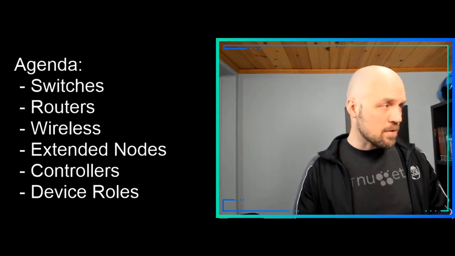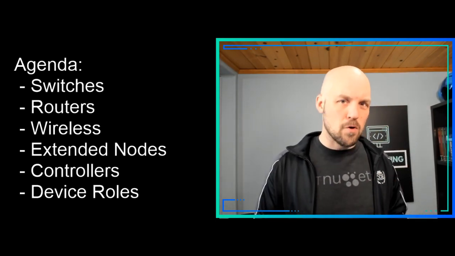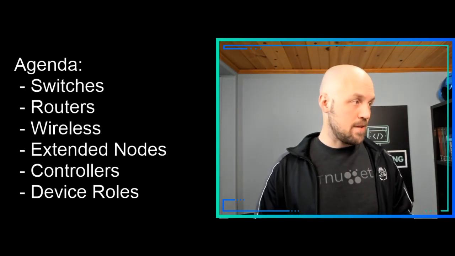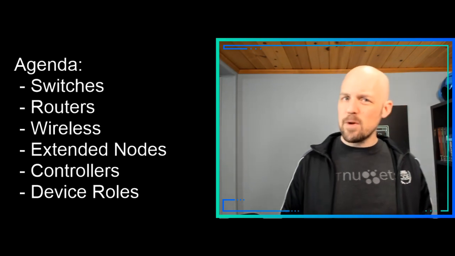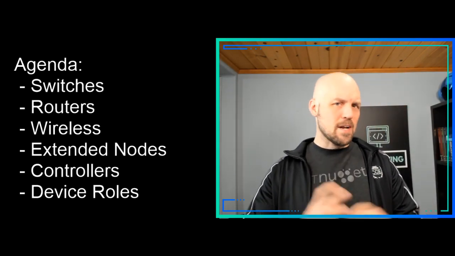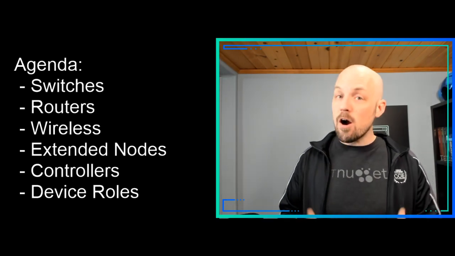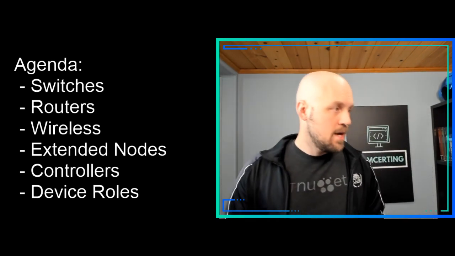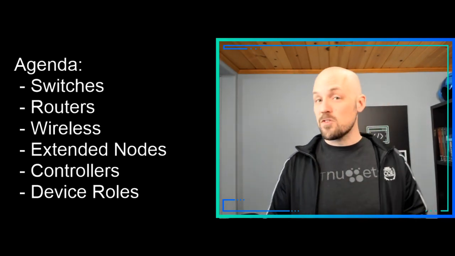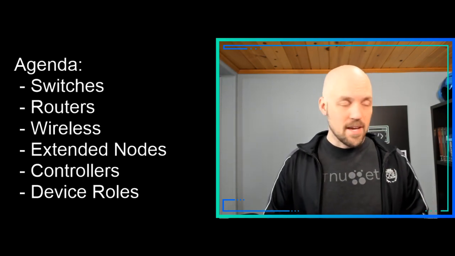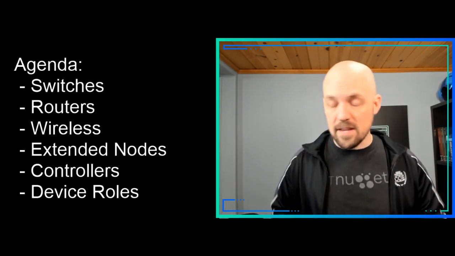So when I look at the agenda, we're going to talk about switches, routers, and wireless. That would be the hardware components of the network nodes that we're deploying onto the network. We also have extended nodes, an interesting concept we need to talk about. We don't have to know about extended nodes in great detail, but we might need to identify which types of hardware are extended nodes on a Cisco exam. Next, controllers. We do at some point have to specify the hardware or the software that we're deploying to our controllers. And lastly, device roles, like I mentioned, which of these devices can fit which role in the SDA fabric.